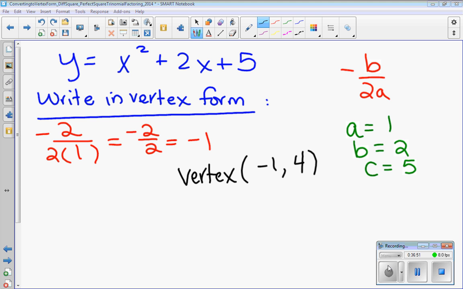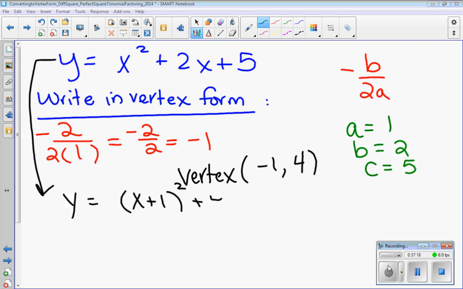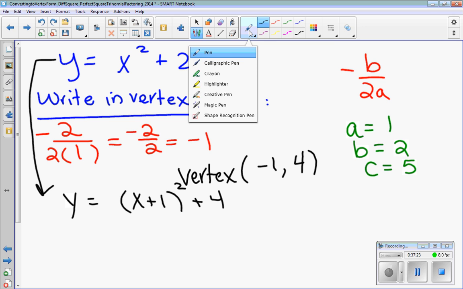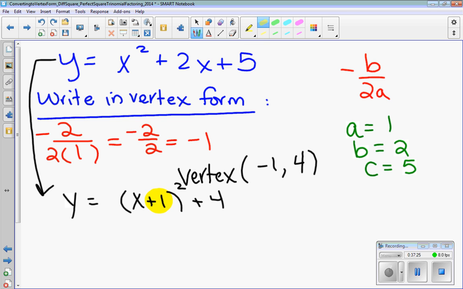I can find the vertex pretty easy. So I can go from standard form, if I have the vertex, how do I plug it in vertex form? Do you remember? This tells me I went left 1 up 4. Left 1 up 4. I'm done. I'm going to say it one more time. Left 1 up 4.